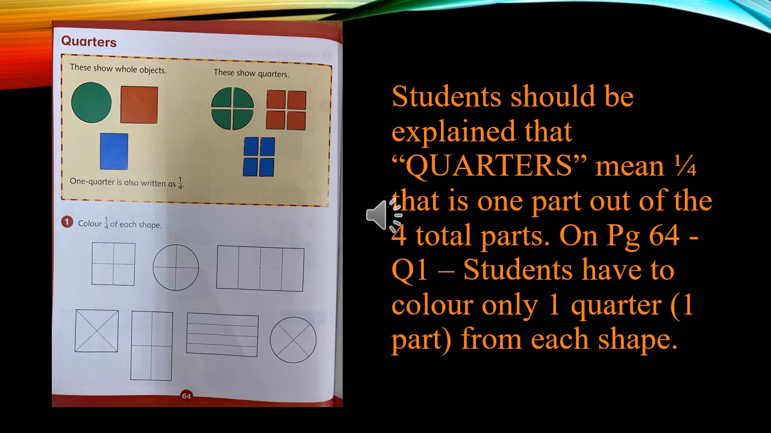Let's go to question 1. It's again coloring time. I want you to color just one quarter, one part from each shape. So only color one part in the square, one part in the circle, one part, one quarter in the rectangle, and so on.